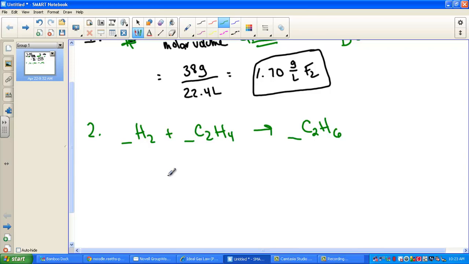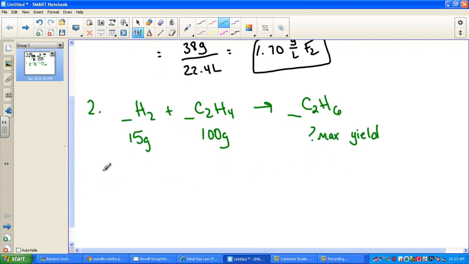We are given 100 grams of this reactant called ethene, and we're going to react it with 15 grams of molecular hydrogen. We'd like to know the maximum yield of our product, and part C will ask us how much excess reagent is left over. So we have 2 story problems to work out.